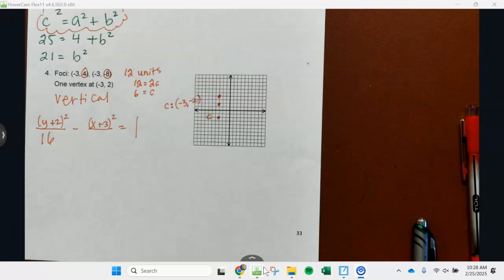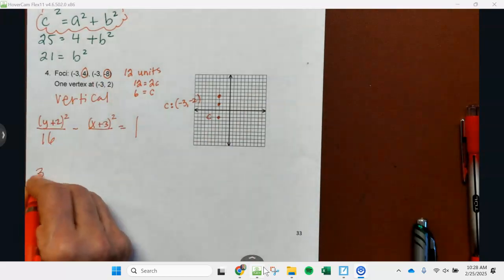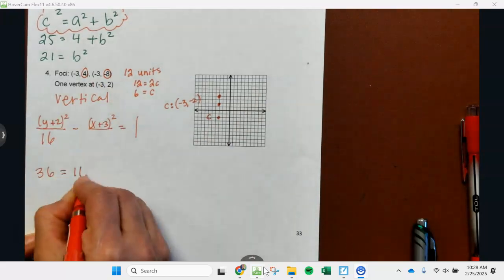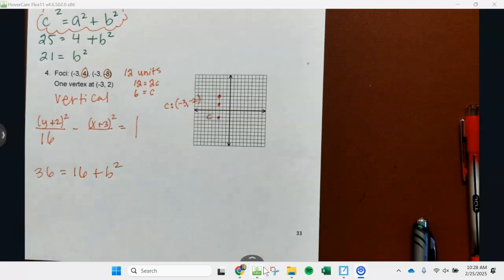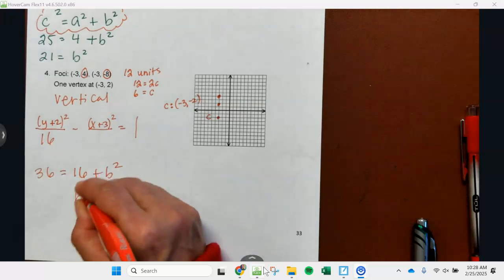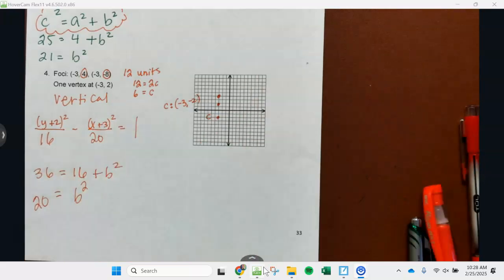All right, we're going to have to do the same exact thing to find the b value. So remember, our c value was 6, so let's square that. We're going to write that 16. And guys, just subtract 16 from 36, and that's going to be the final piece. So b squared for this one is just 20.